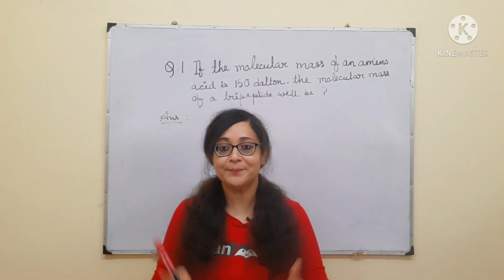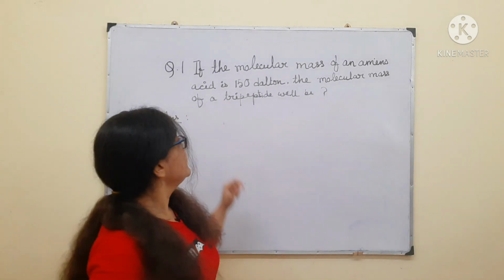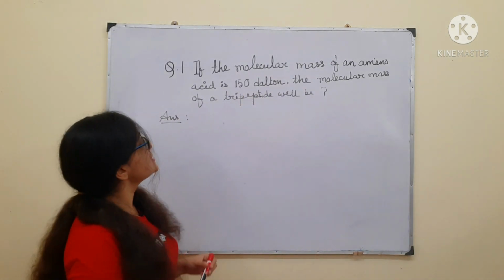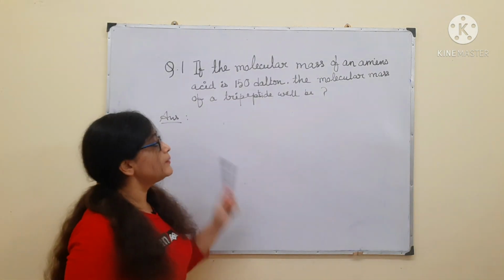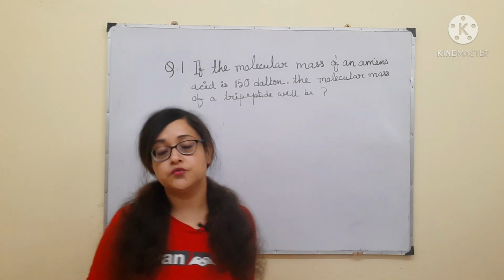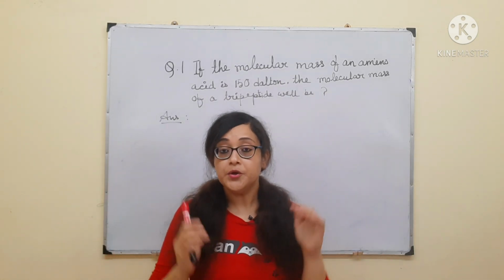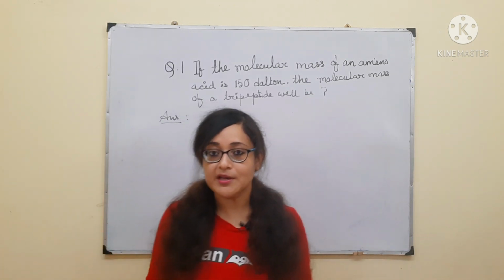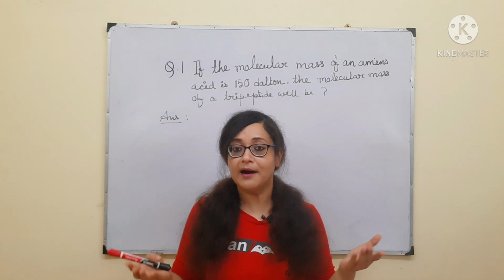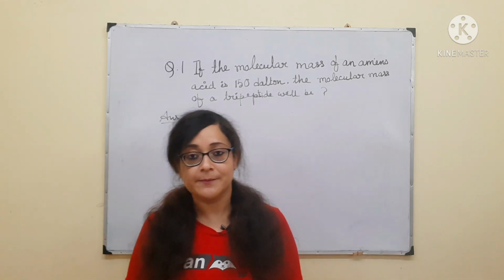Start with question number 1. Let us have a look. The question says, if the molecular mass of an amino acid is 150 Dalton, the molecular mass of a tripeptide will be. Before starting this problem, we have to know what is a peptide, how a peptide is formed, and how many amino acids are there in a tripeptide.